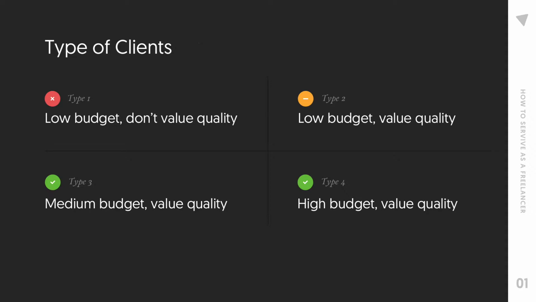The third type of client is the medium budget clients who value quality. Type 2 to 4 all value quality. These are clients that currently have a budget and are looking for a small agency, not people bootstrapping the entire thing. These are people who have medium funding, maybe $1 million or above, so they have some money to spend.